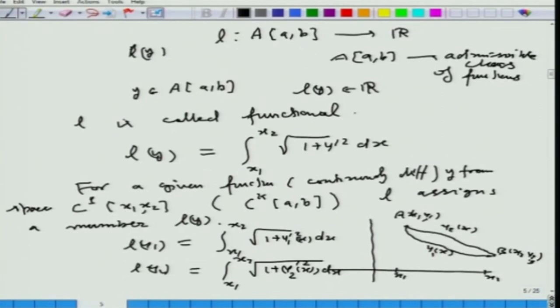Now, we want to find that y for which we get the least number, which will be the least length of the curve joining these two points A to B. We know the answer: it has to be a straight line joining these two points, but how do we prove that? That will be a problem of calculus of variations. Before going into the calculus of variations, we need to develop certain tools for that.